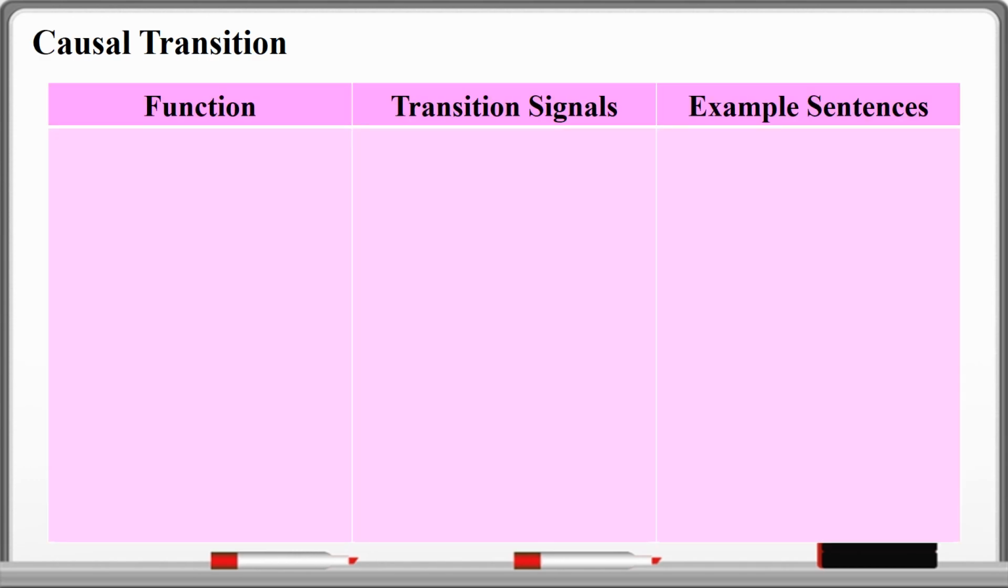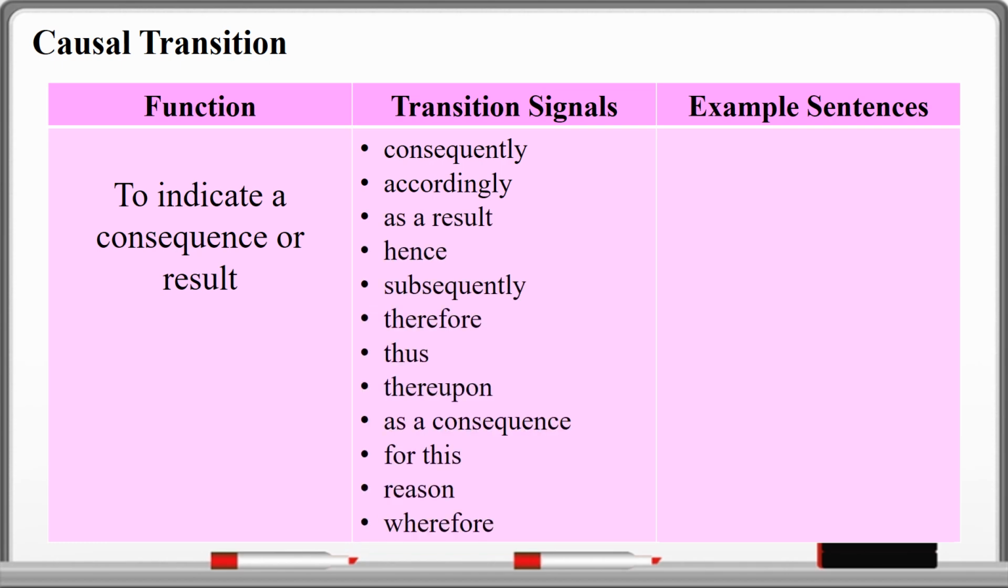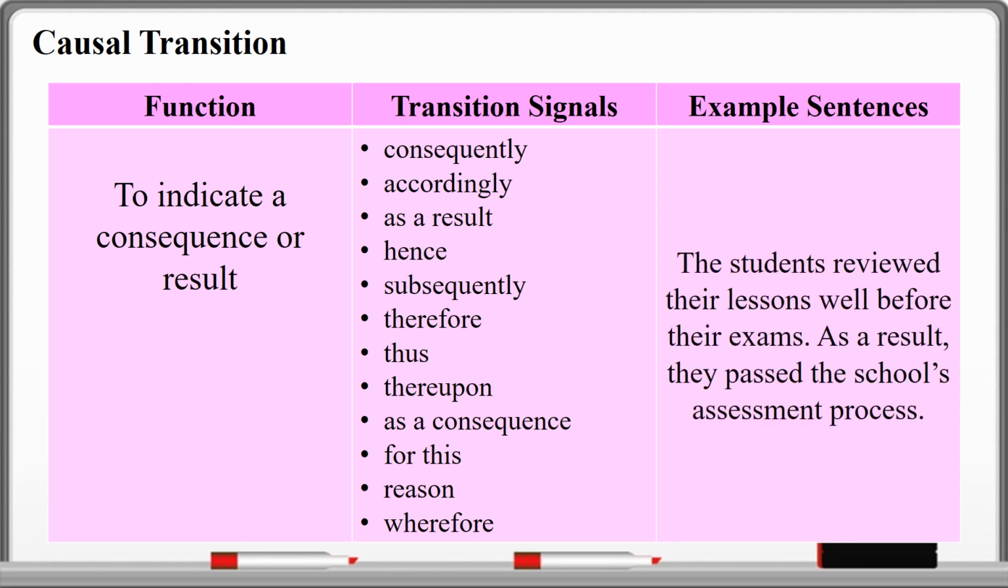Under the causal transition, the function is to indicate a consequence or result. Here are the transition signals. Sentence: the students reviewed their lessons well before their exams. As a result, they passed the school's assessment process. The first event is that the students reviewed their lessons, and the transition signal as a result shows the consequence, wherein they passed the school's assessment process.